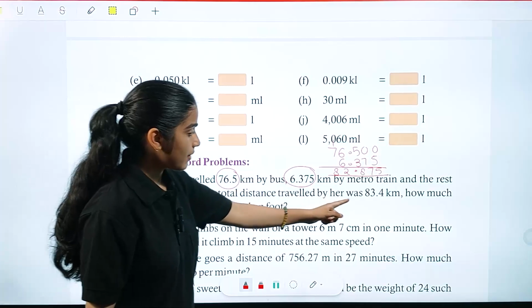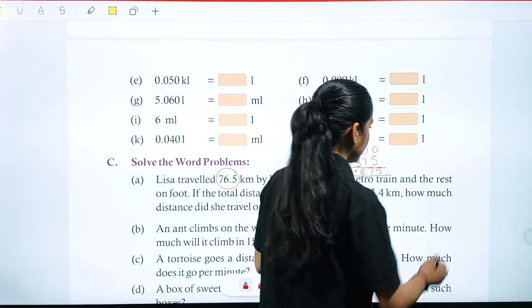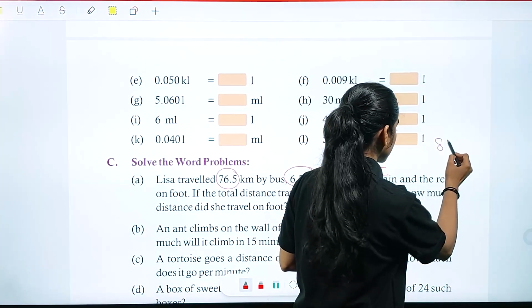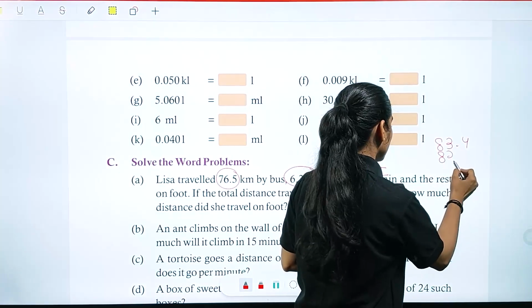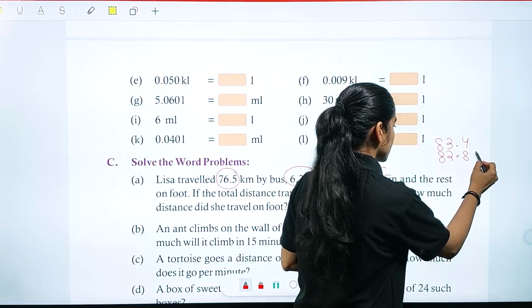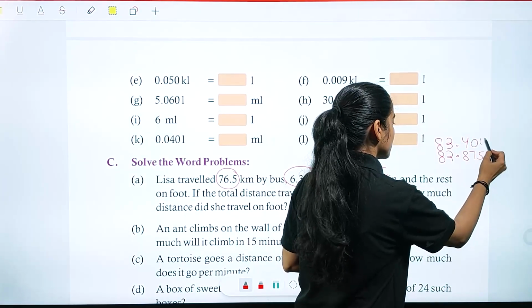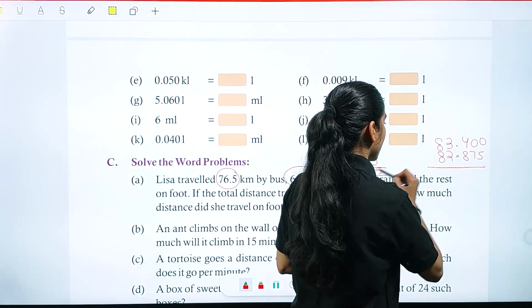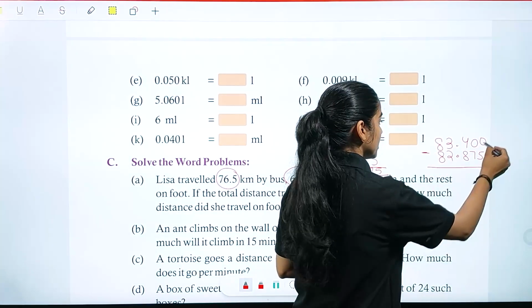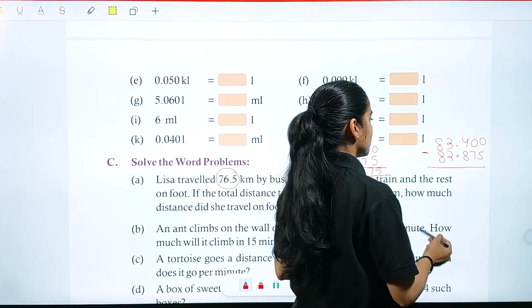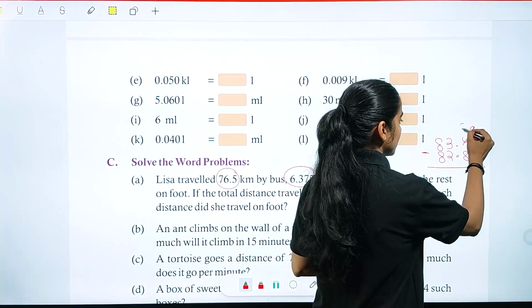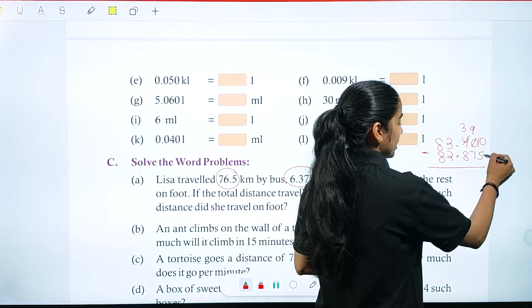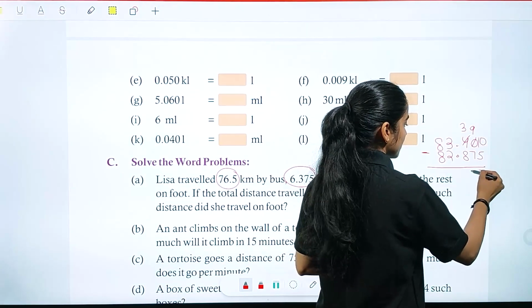Okay, now we have to subtract it from this because we have the total distance 83.4. So 82.87500 to make it like decimals. Now we have to subtract. 0 cannot minus 5, so we have to take a carry. Here we have 10, here we have 9 and here we have 3. 10 minus 5, 5. 9 minus 7 is 2.